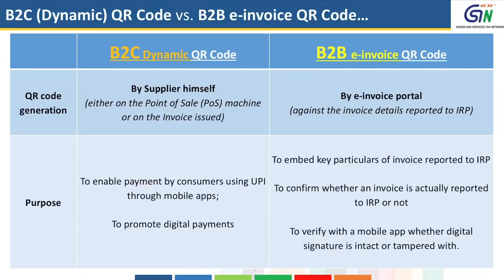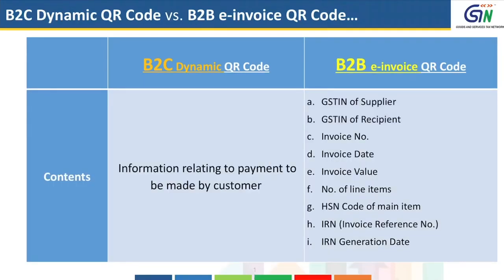What is the purpose of e-invoice QR code? It is to embed key particulars of the invoice reported to IRP and also to confirm whether an invoice is actually reported to IRP or not, and also to verify with a QR code reader whether the digital signature given by IRP is intact or tampered with. And what are the contents of the QR codes? In case of B2C, it is the information relating to the payment to be made by the customer. And in case of e-invoicing, the QR code will contain the 9 particulars of the invoice mentioned here.